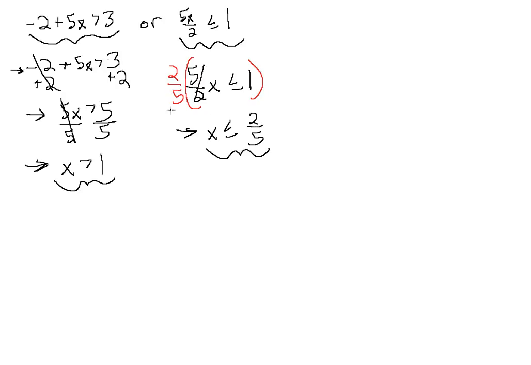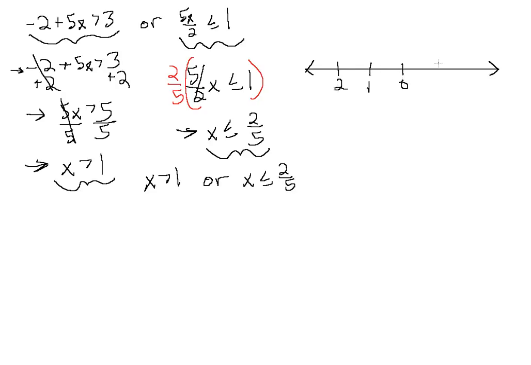So we have our two inequalities, and we want to see what the solution graph looks like for the compound inequality x is greater than 1 or x is less than or equal to 2 over 5. So let's go ahead and graph this thing. Let's put 0 in the middle. Doesn't need to be too big as far as scale. Let's try this again. So we have 1 and 2, and this is going in the negative direction.